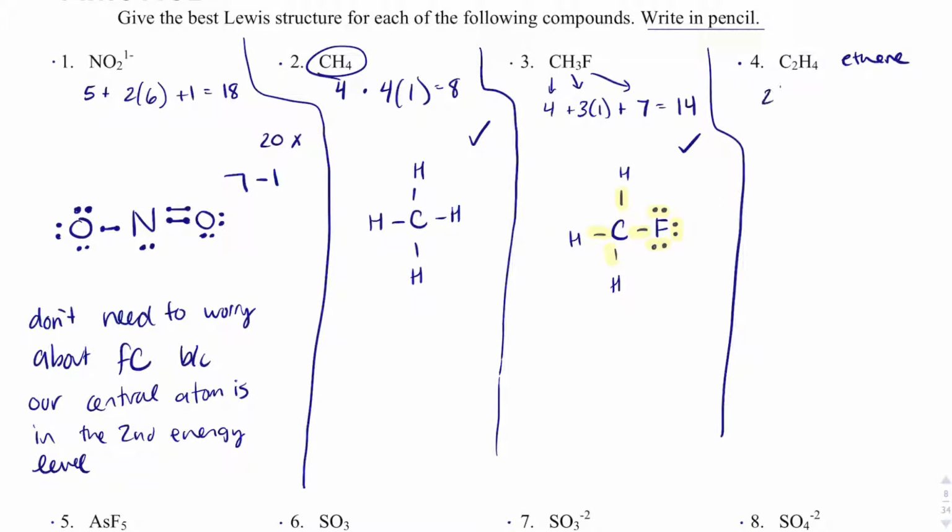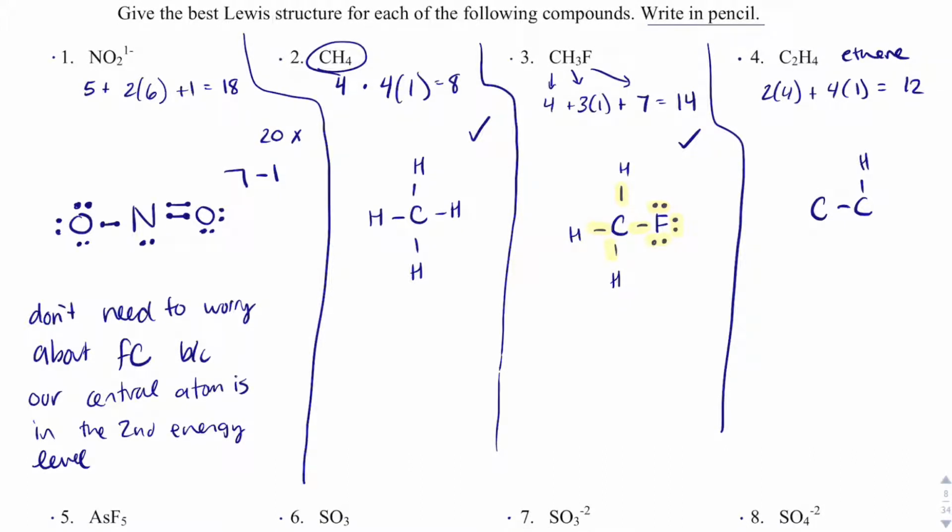And carbon has 4 valence electrons plus hydrogen, which has 1 valence electron, so we get 8 plus 4, which is 12. Now, what do we do when we have 2 carbons? That means we have 2 central elements. So we bond it like this, and the best strategy I have is just to use symmetry.